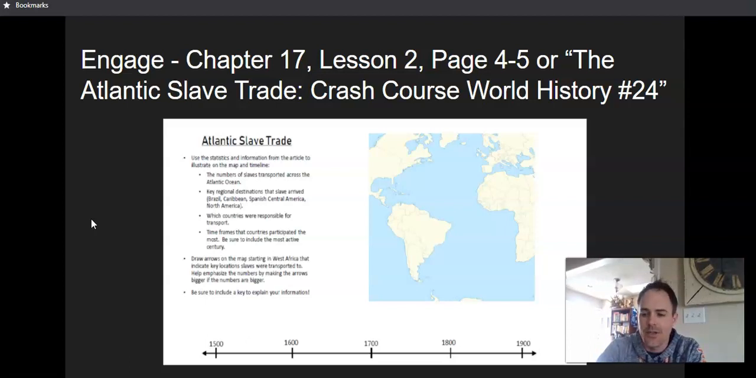And those roots are in the Atlantic slave trade. So in this part of the lesson, I want you to gather information about the Atlantic slave trade, and you can do it in one of two ways. You can read the textbook section on the Atlantic slave trade, and I put the exact name of the lesson there, Chapter 17, Lesson 2, pages 4 and 5. Or you can check out the Atlantic slave trade crash course video, which I'll put in the assignment.